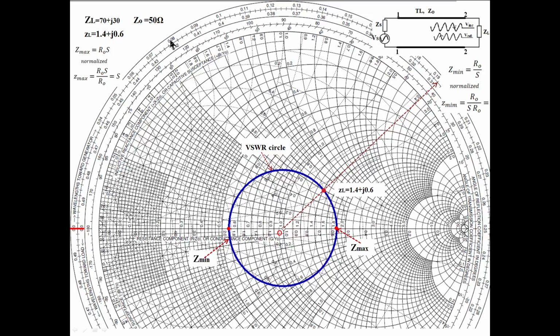So from here to here is 0.01 lambda. To travel 0.1 lambda, we have to move 10 such divisions over the Smith chart: 1, 2, 3, 4, 5, 6, up to 10. If you move 10 divisions, we travel a distance of 0.1 lambda. Similarly, the numbers written here are 0.12 lambda. Our load here is at 0.192.